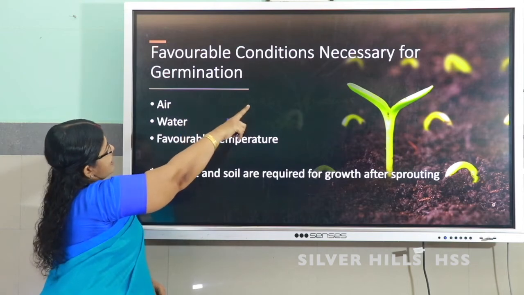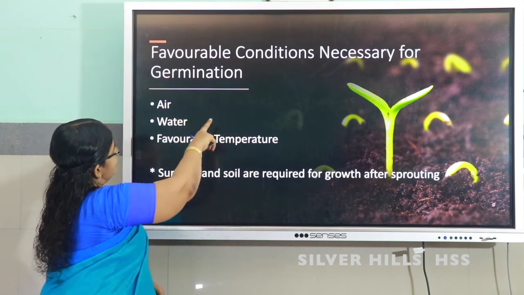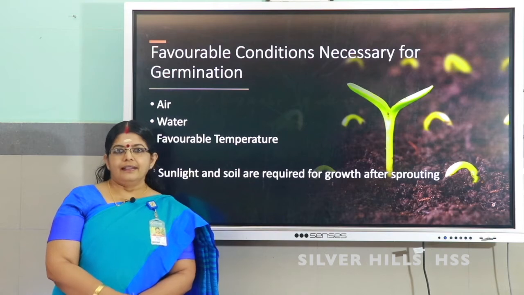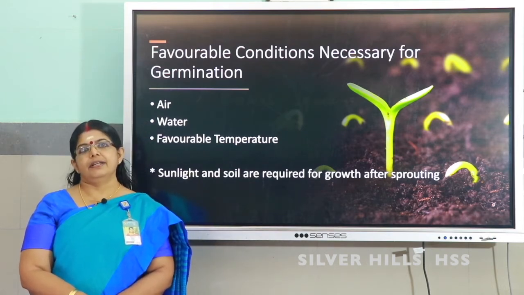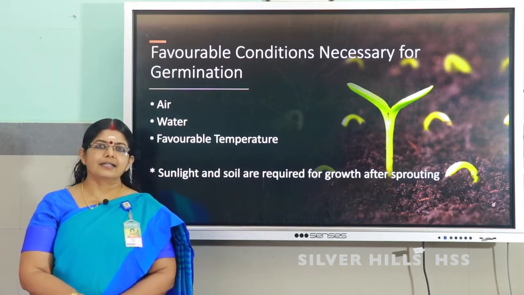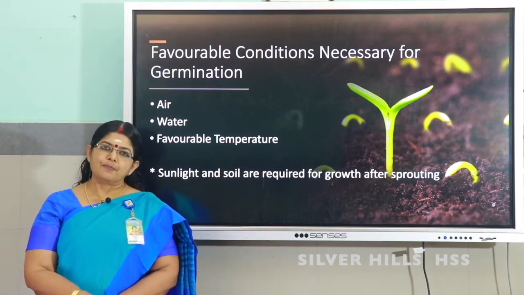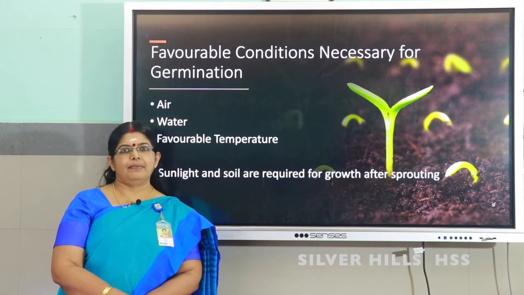Favorable conditions necessary for the germination of a seed. They are air, water and favorable temperature. Sunlight and soil are necessary only after sprouting, for the growth of the plant.